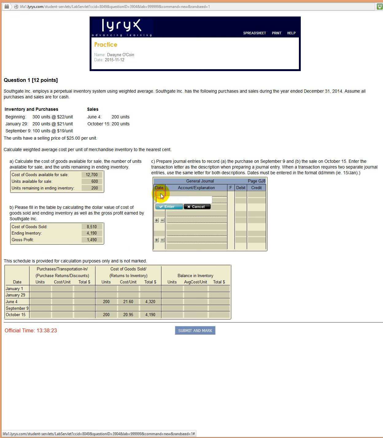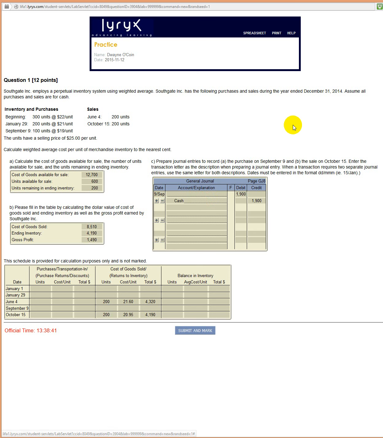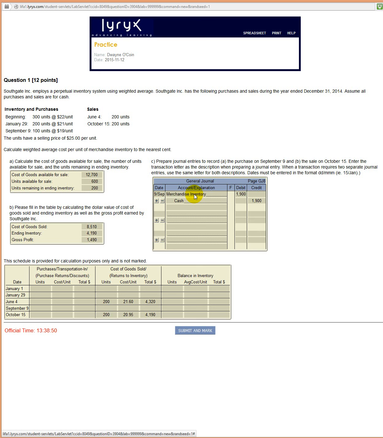Now, once again, we're going to make the same two entries. The first entry is the purchase on September the 9th. And of course, that's not going to be any different because that's how much cash we paid for it. And it tells us right up in the first bit of information there that we should assume that all purchases and sales are for cash. So here we bought some merchandise inventory. And that's transaction 8, so use that as the letter.